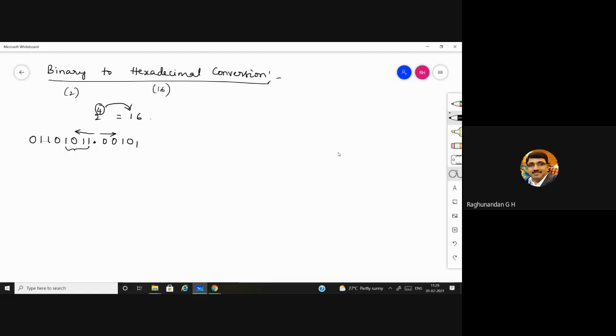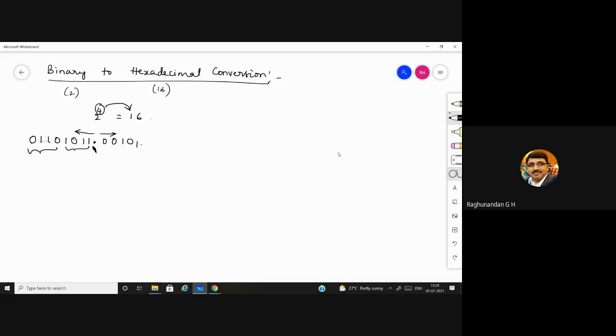Instead of here, if I'm adding 0 here, it changes. It will change, right? That's why you should not add 0 on either side of the decimal point. You can add zeros only at the ends. At either end, you can add zeros if you want to make a group. So now this forms a group.